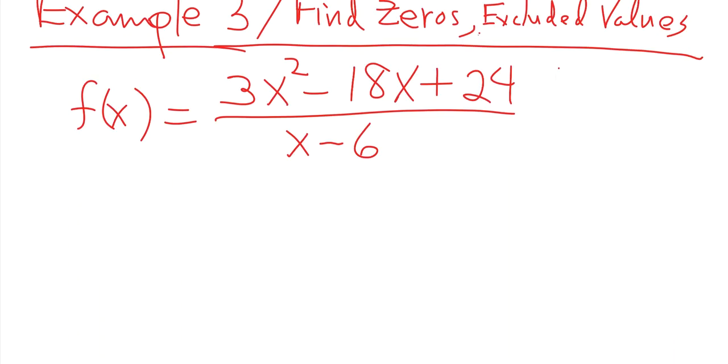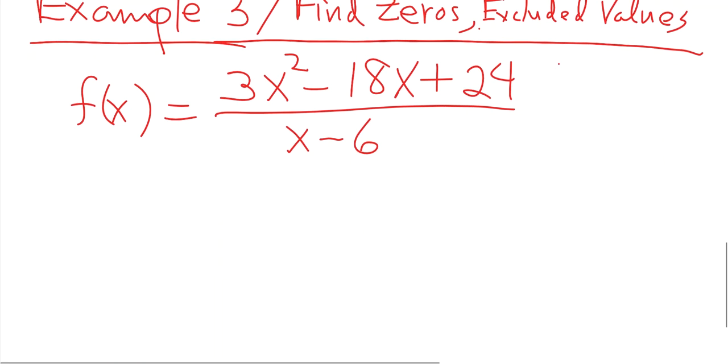Okay, example number 3. We want to find the zeros and the excluded values, just like we did last time around. And let's add to that, since we're finding the excluded value, wouldn't that be another name for the asymptote? Yes, it would be. So let's find that as well. Initially, let's see if we can factor the numerator, because anytime you want to evaluate an expression, it's good to factor it. Perhaps it will simplify down to something that's easier to deal with.